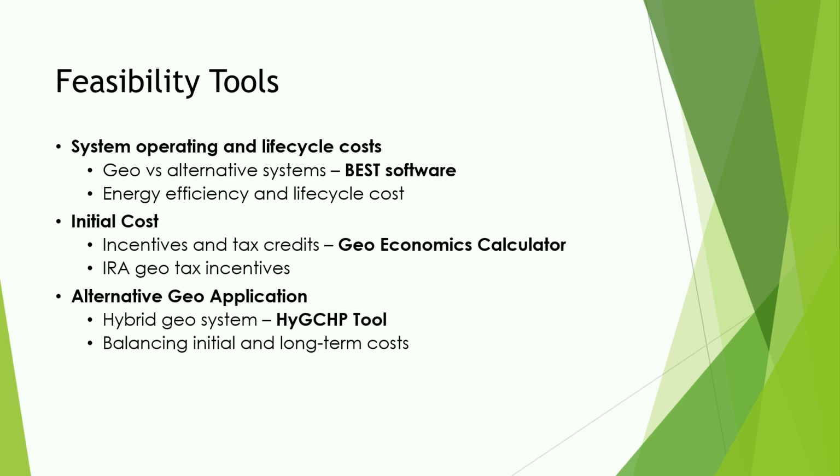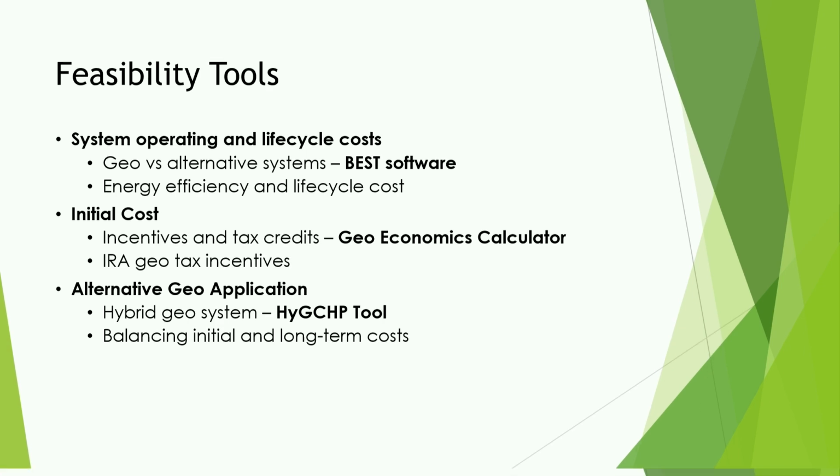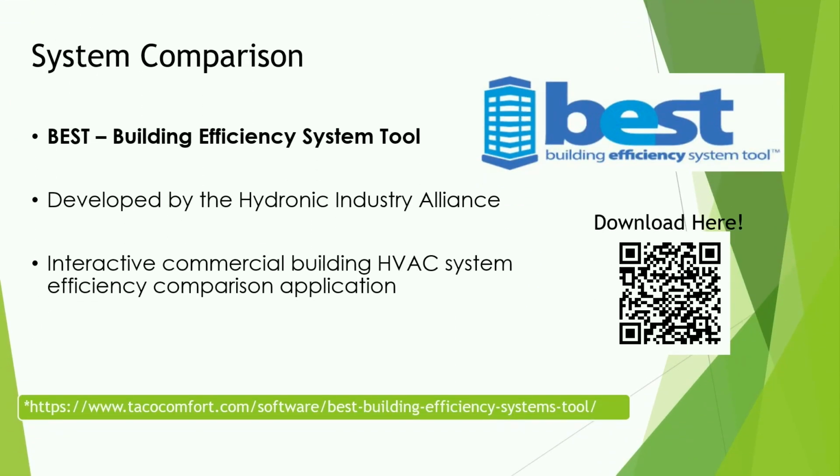Feasibility tools, we're going to talk about 3 of them. First one is a system operating and lifecycle cost tool. It's called the BEST software. Second one will be an initial cost one. That's Climate Master Geoeconomics Calculator. And then the third one is a hybrid comparison tool. So you can check out how a hybrid geothermal system looks compared to, say, a traditional geothermal or a traditional condenser water system. Right, so getting into it.